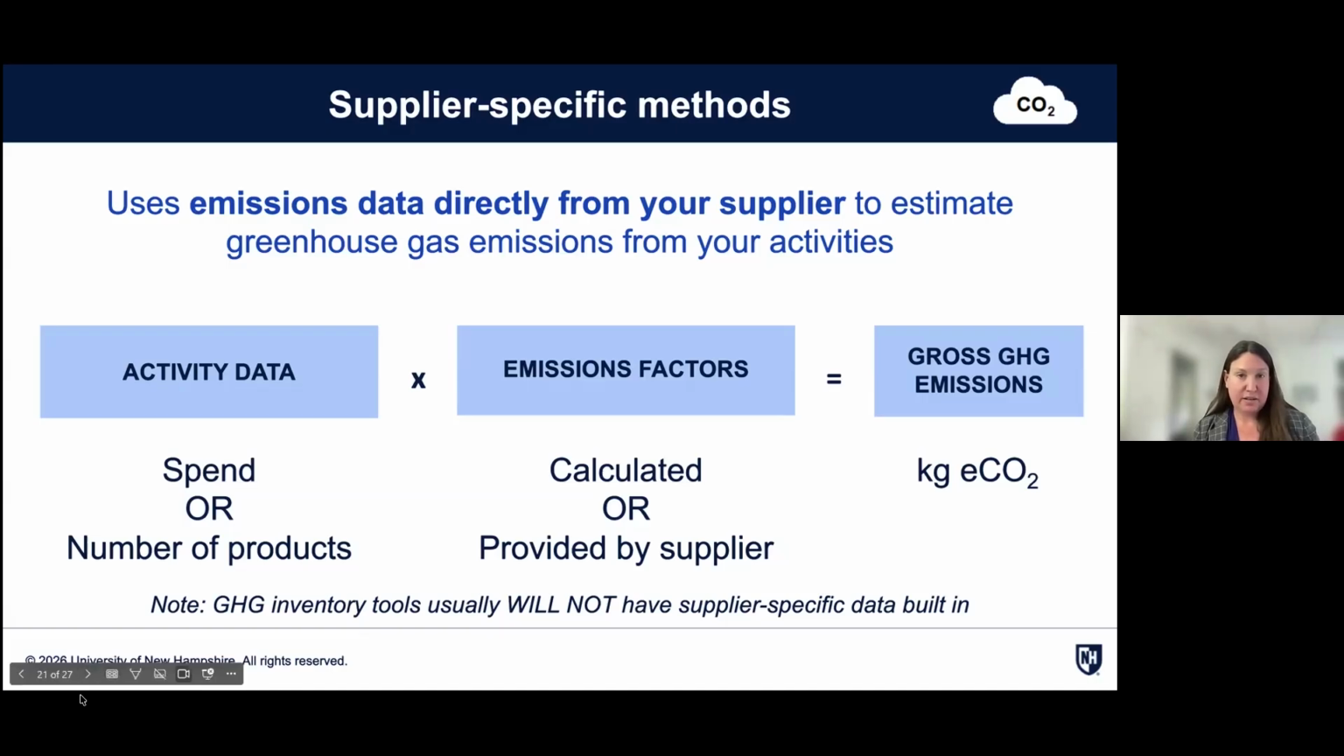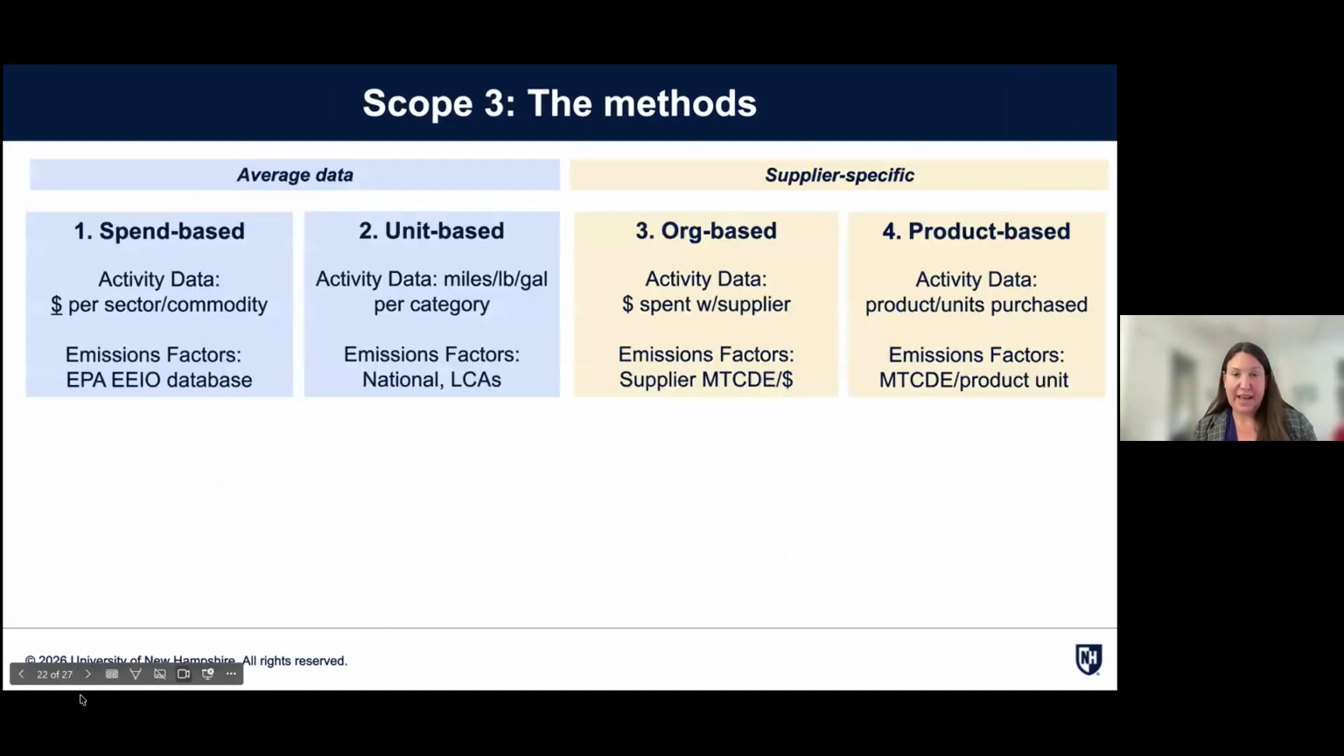Go to the next slide. We're almost in here. So again, just to sum up the range of scope 3 methods, really you've got an average bucket and a supplier specific bucket, and each of those have two different ways in, either spend or unit based, org or product based. And you can do the animation, Ciara. Thank you.